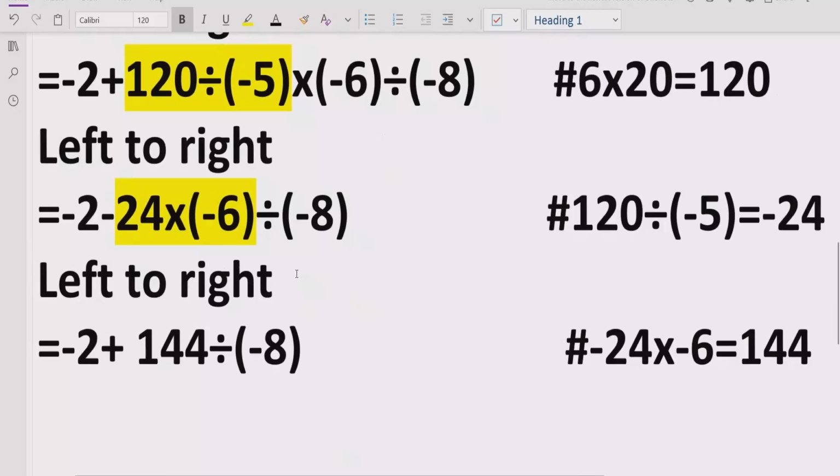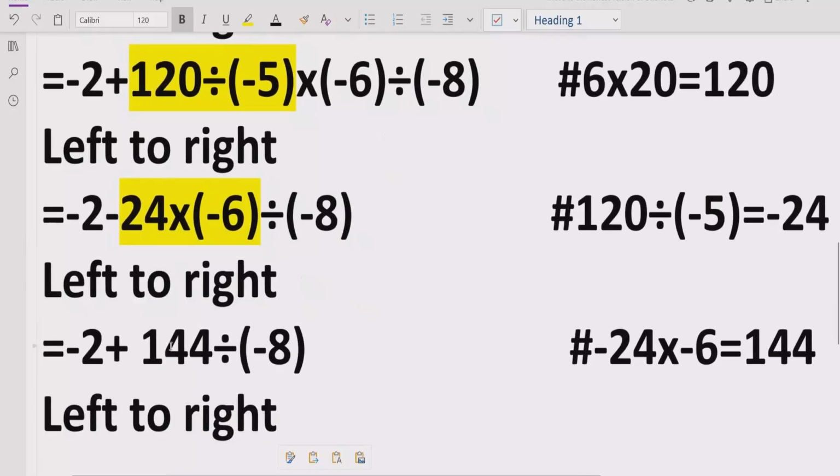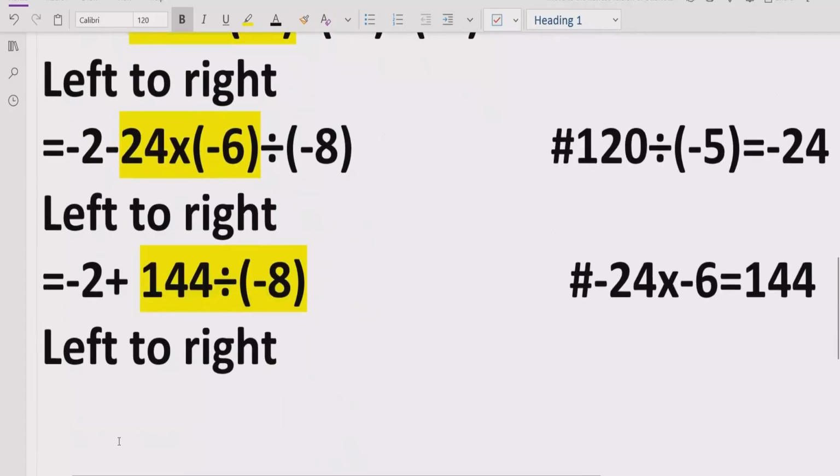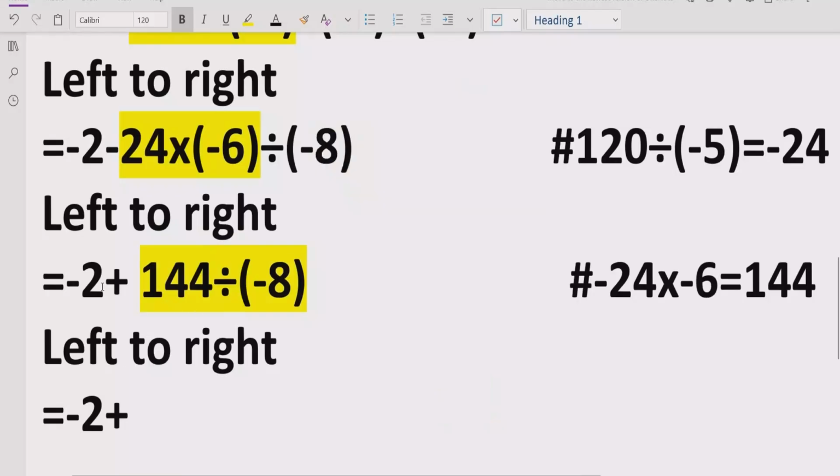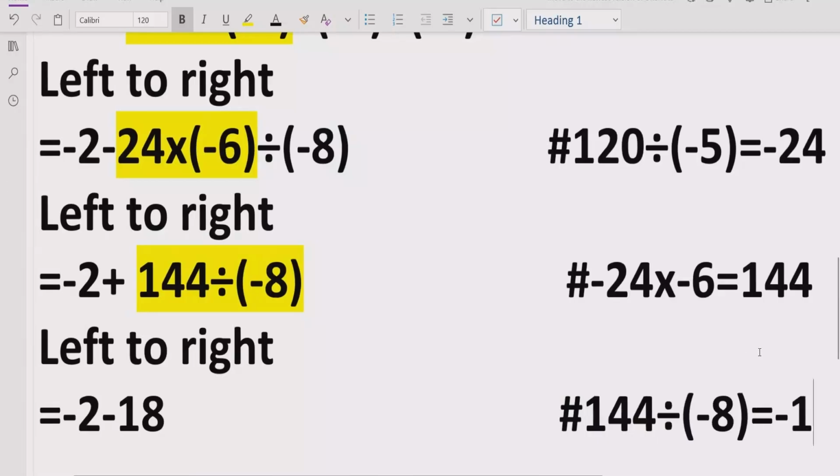Now move forward. Again, we go left to right and solve the division. So now we have this division. We write minus 2 plus, and 144 divided by 8. So here we have plus minus, and 144 divided by 8 is equal to 18. And here we give the reference: 144 divided by minus 8 equals minus 18.